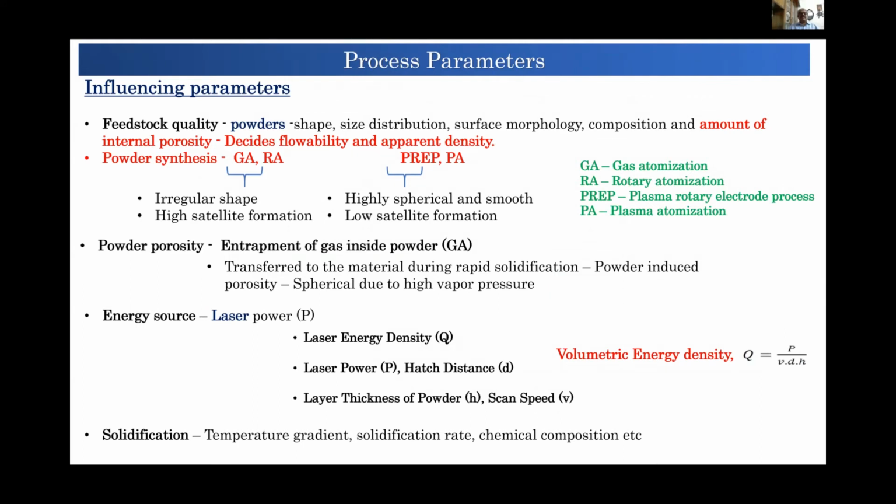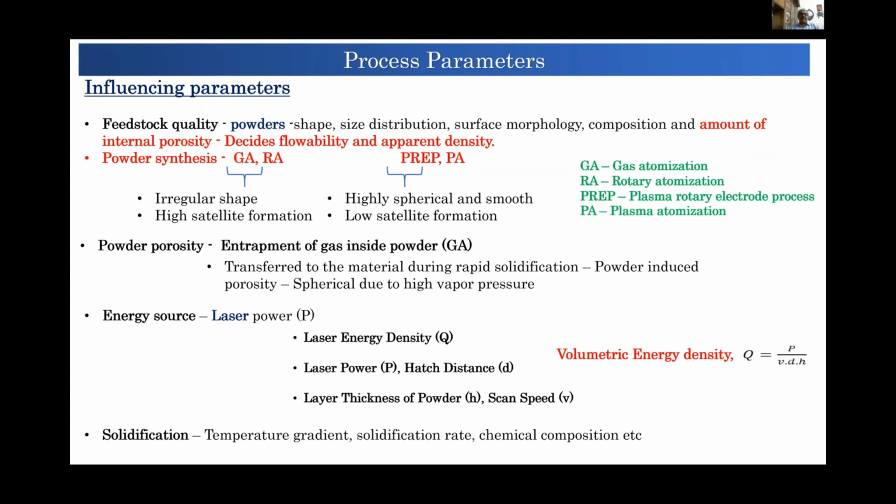The most important is feedstock quality, that is the type of powders, and that includes the shape of powder, size distribution, surface morphology, composition, and internal porosity. All these decide the flowability of powder as well as the apparent density of the powder. And these are governed by the way powders are made. If they are made by gas atomization or rotary atomization, the two most common and cheaper ways of making powders, the powders may have irregular shape and satellite formation, while if one uses some advanced techniques like plasma rotating electrode process or plasma atomization, then one can get better quality of powder. However, the process adds to the cost.